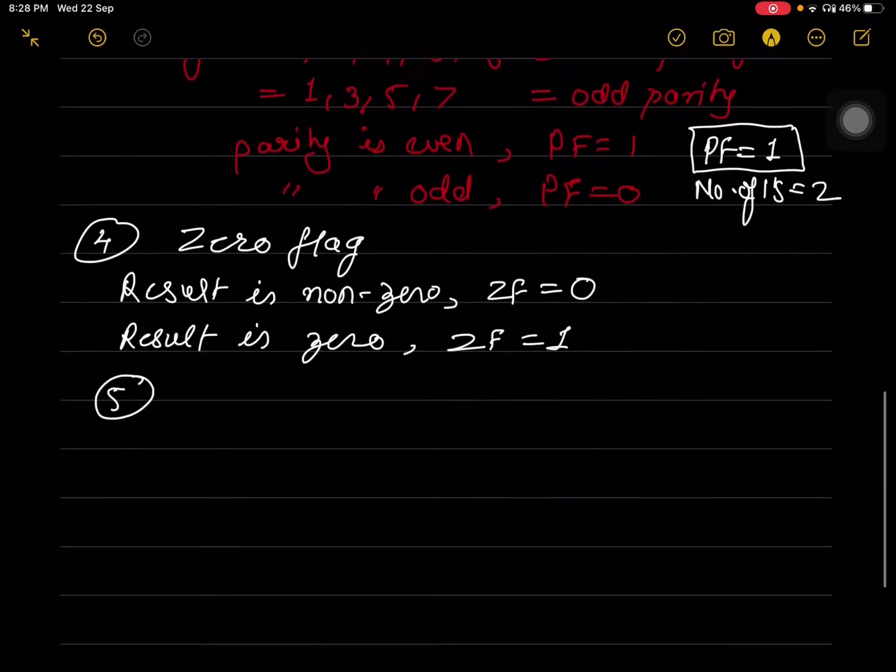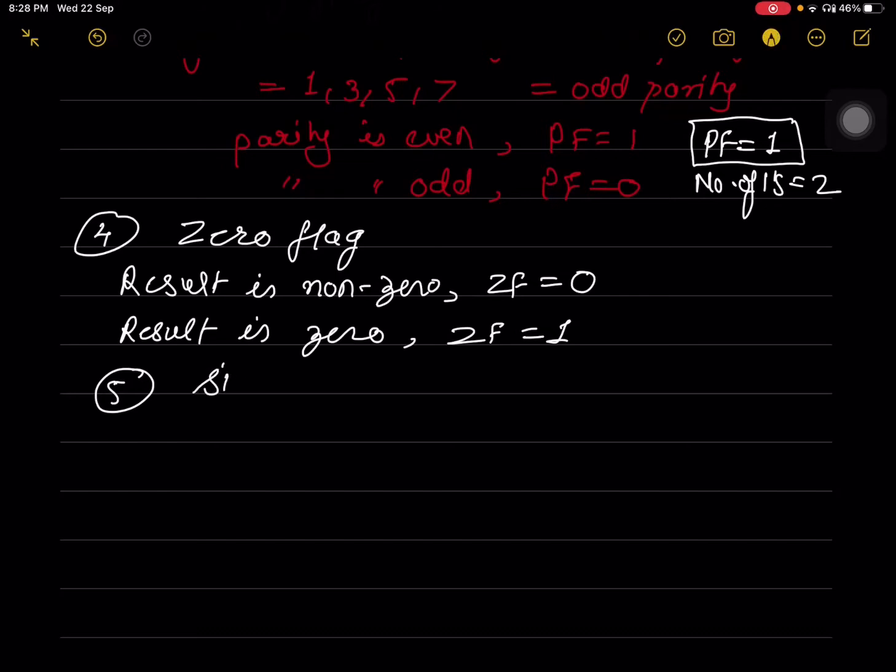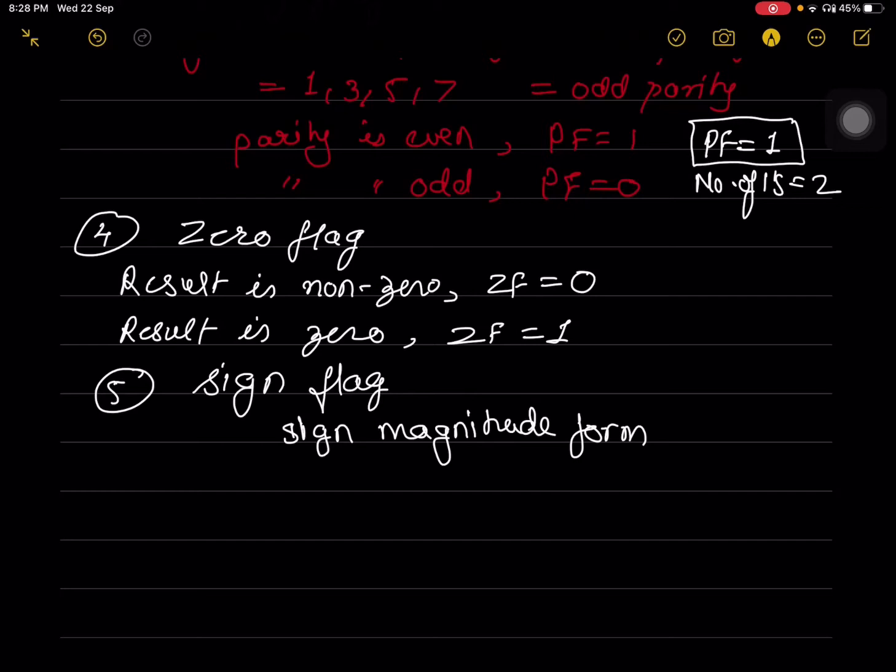The next important flag in ALU is sign flag. Now when we deal with the signed numbers in microprocessor, the numbers are represented in sign magnitude form. Sign magnitude form indicates that the MSB bit, or the D7 bit if it's an 8-bit number, of the number will be represented as a sign, and the rest of the 7 bits, that is D6 to D0, will be considered as the magnitude of the number.